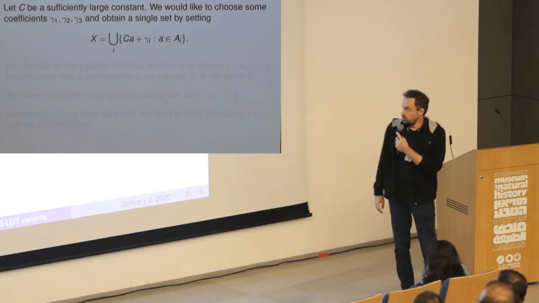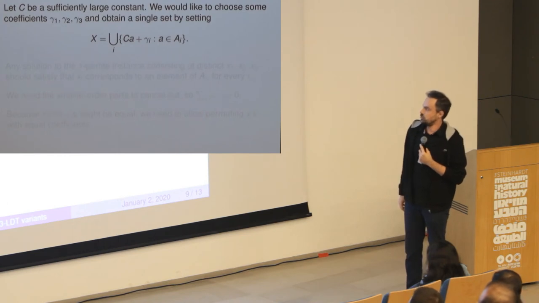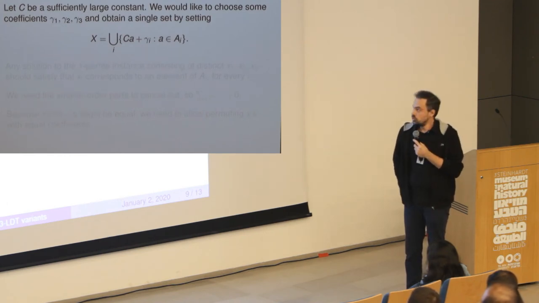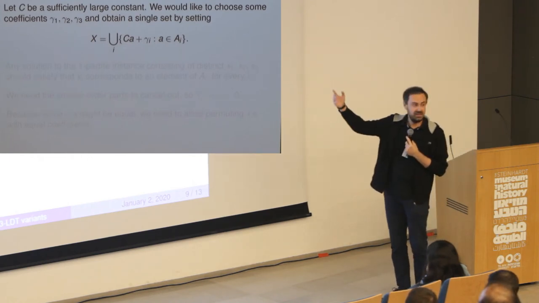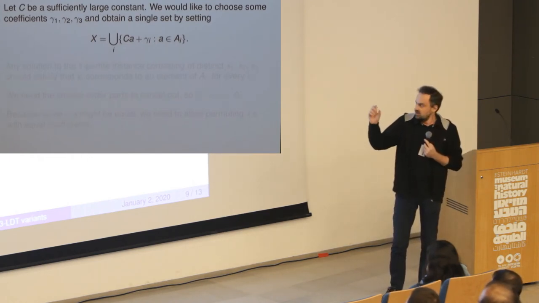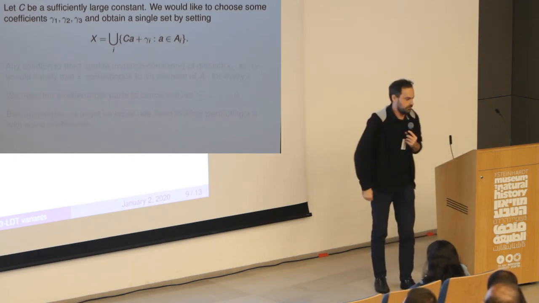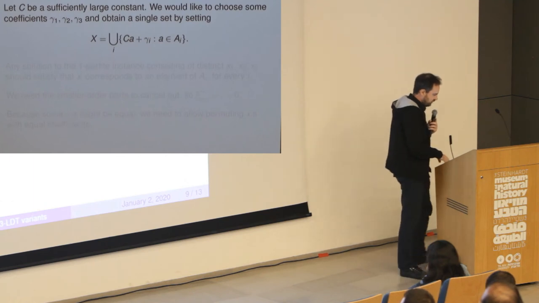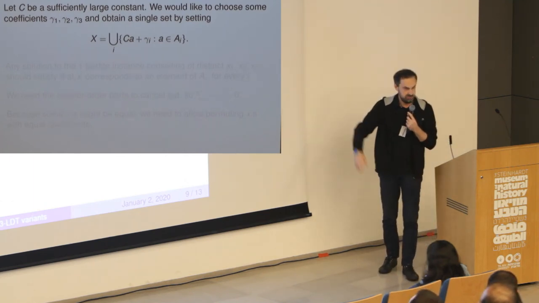The natural thing to do would be to glue them as follows. You take the set A_i, and you choose some large constant C. You scale up A_i by multiplying by the large constant, and then you add some coefficient gamma_i that's not too large, smaller than C. So you scale, and then you shift a little bit. This is what's being done in 3SUM, to reduce between different versions of 3SUM.